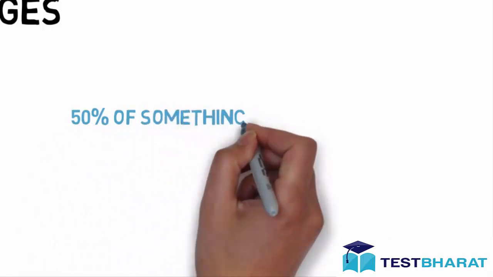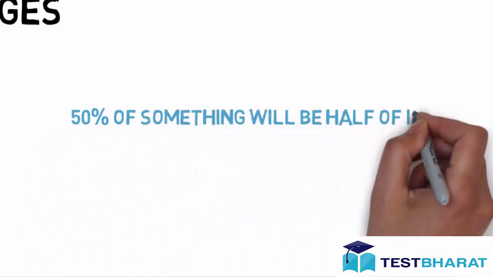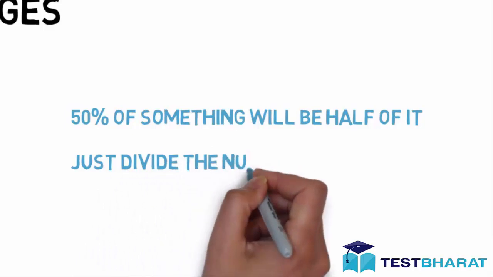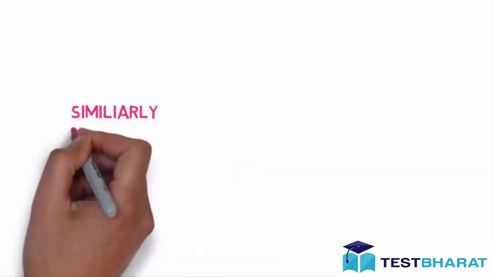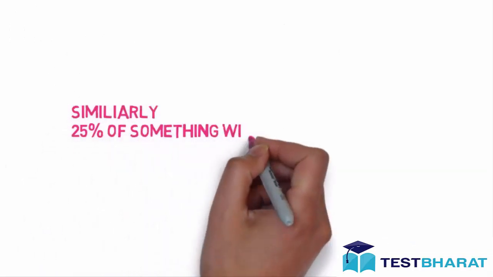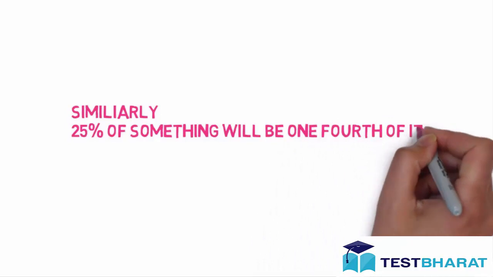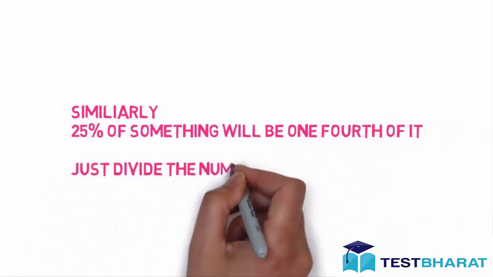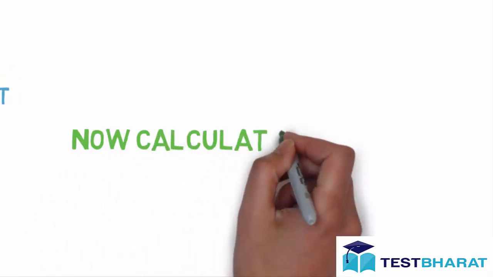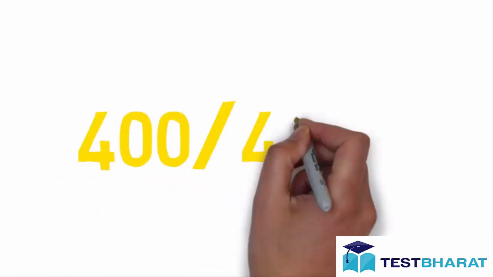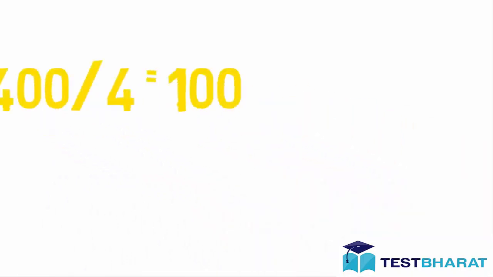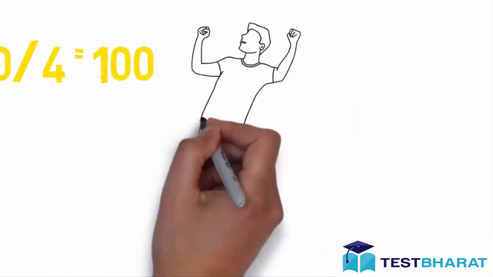50% of something is nothing but half of it. You can just divide the number by 2 and you can get 50% of it. Similarly, we can find 25% of something by just dividing the number by 4. So now if I give you a problem to calculate 25% of 400, you can simply divide the number by 4 and you will get the 25% of it. Nice and easy.